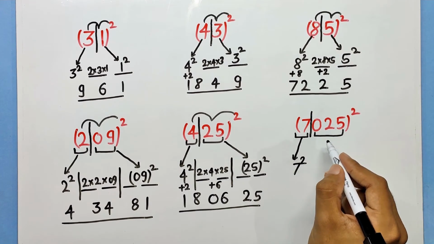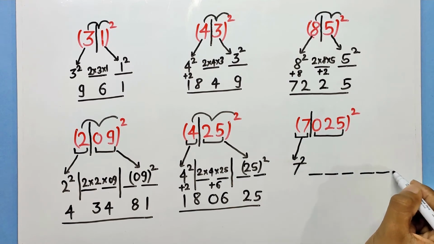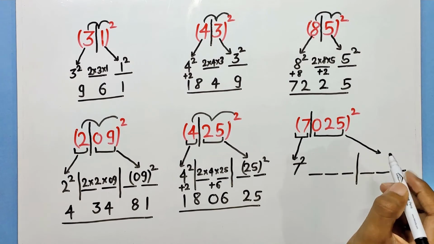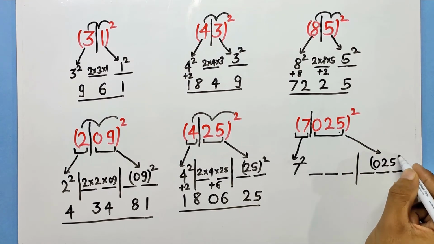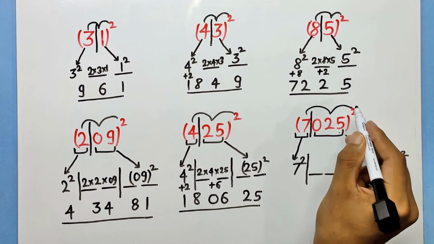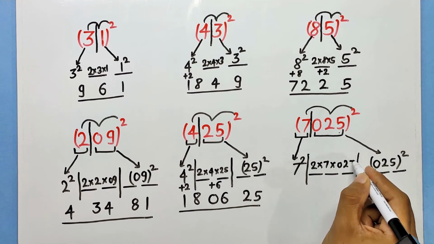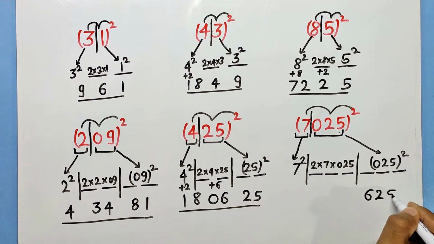And now we have to make 6 places here. 3 places for the square of this number, that is this part. Let's square 025 here, and in the middle we'll multiply these three numbers. So 2 times 7 times 025. The square of 25 will be 625. Now here we are allowed to write 3 digits, so I am writing 625 as it is.